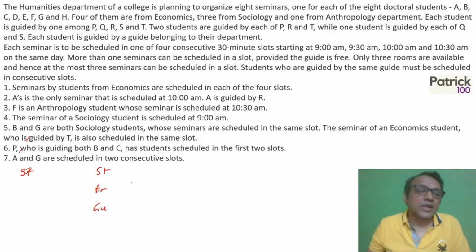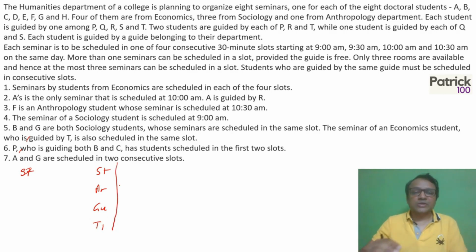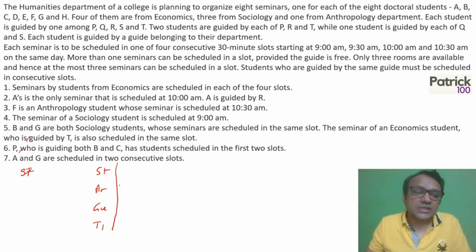And yes, each seminar has to be scheduled on one of the 4 30-minute slots. So you have scheduled time which is there. So 4 variables which are there. So let's try to put the whole aspect into variables. You can always put how much of each of this is there. So maximum 3 per slot. Okay, and students who are guided by the same guide must be scheduled in consecutive slots.